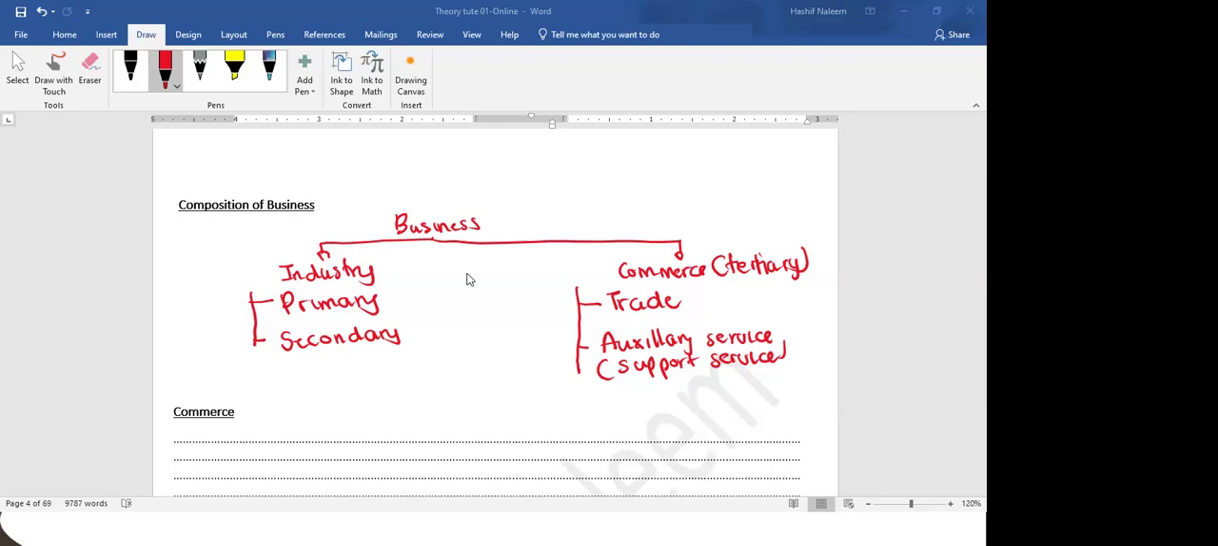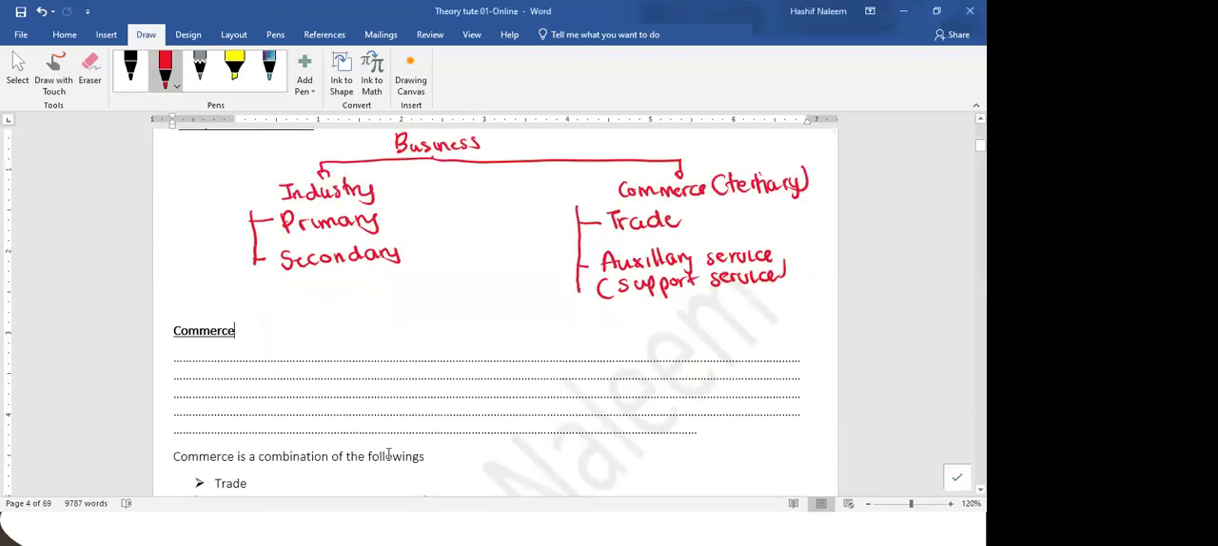So composition of business is this. So you may think, sir, what is industry? What is commerce, trade? Now only we are going to study in depth about each and everything. Commerce, okay. This commerce is not what you are doing now in A. It's a different thing. So we will go through the slides. Commerce.